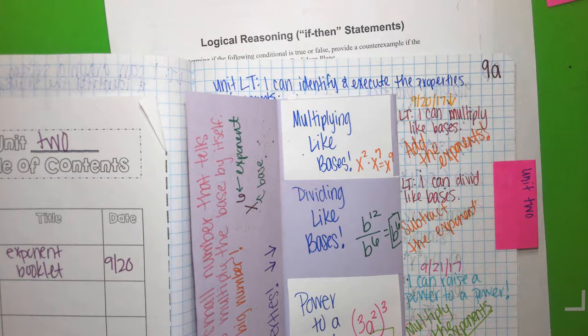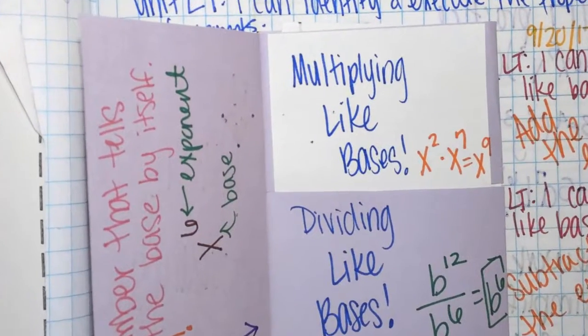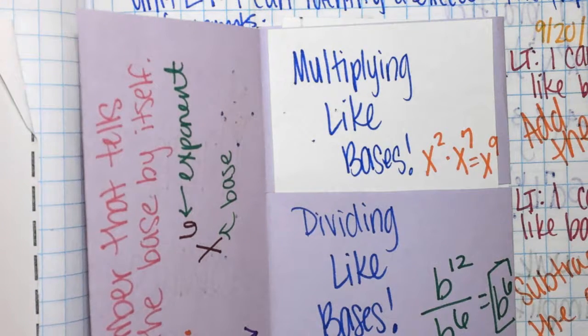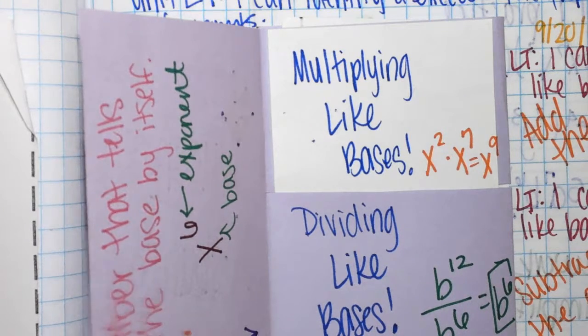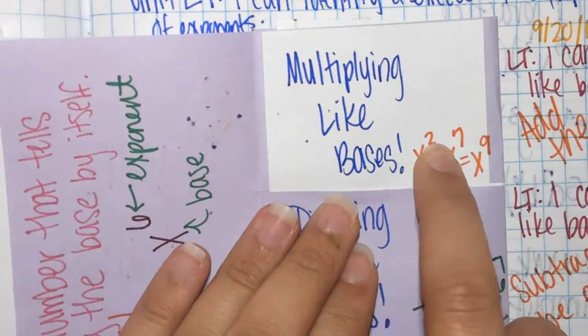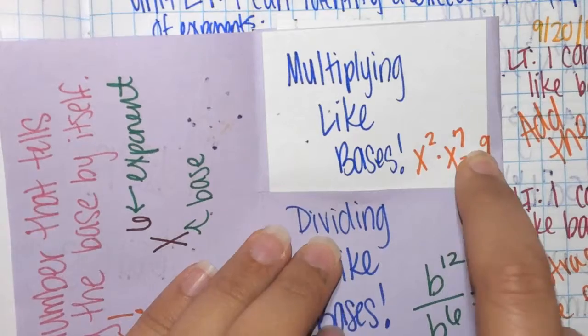Multiply like bases? Jordan! Yes. Ashanti! You add them. Take a point. So when you multiply like bases, you add the exponents. That's how we went from 2 and 7 to 9.